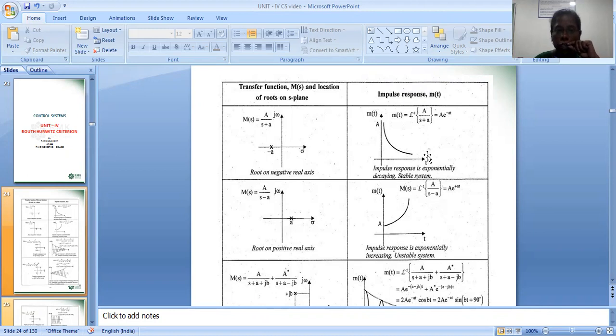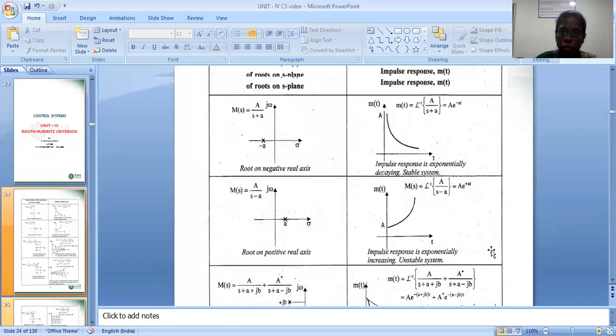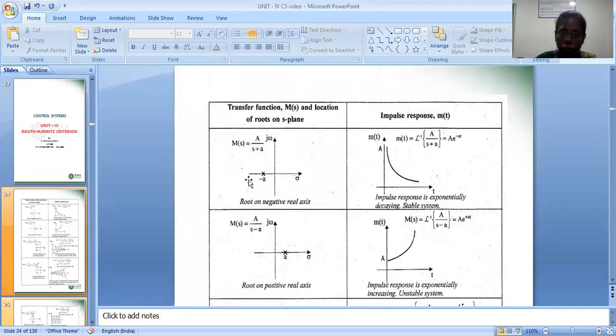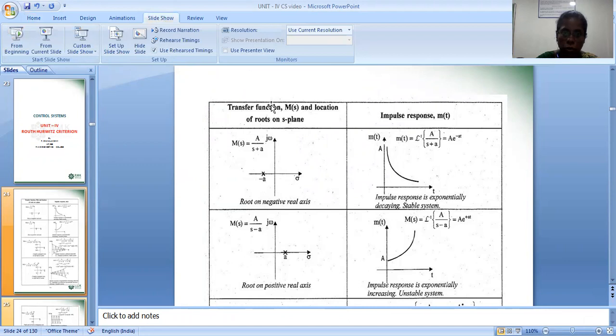Based on the location of poles, whether the roots are lying on the left half of the S-plane or right half of the S-plane, or whether it is on the imaginary axis, all these factors are going to tell us the stability of the system. Here you can see, let me zoom in, that when the root is lying on the left half of the S-plane.